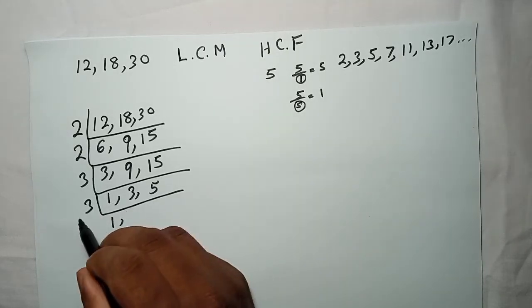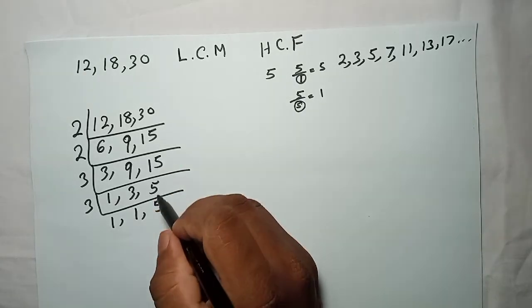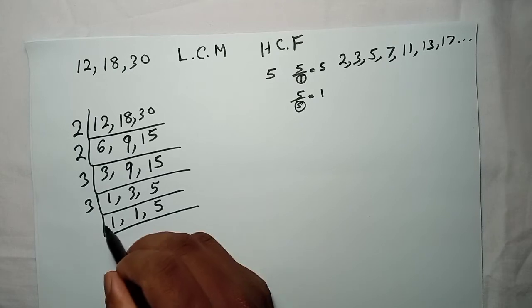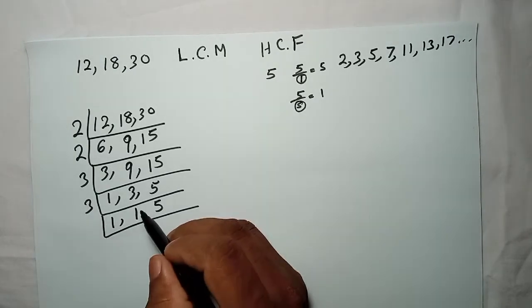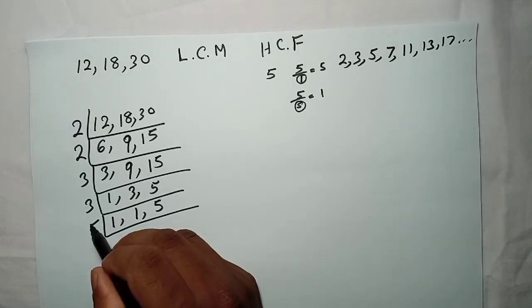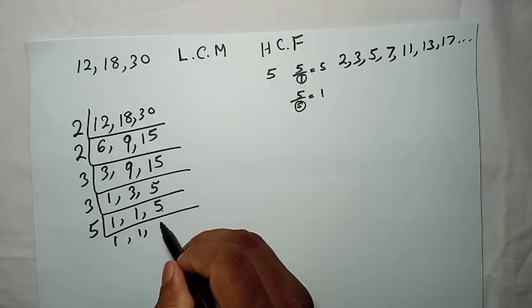Here 3 divided by 3 is 1, and 5 you can't divide. Same way like here, we bring it down. Again, now you can't divide by 2, you can't divide by 3, any number here. Then you need to try the next prime number. The next prime number is 5. By 5 you can divide this. So here 1, and here also 1.